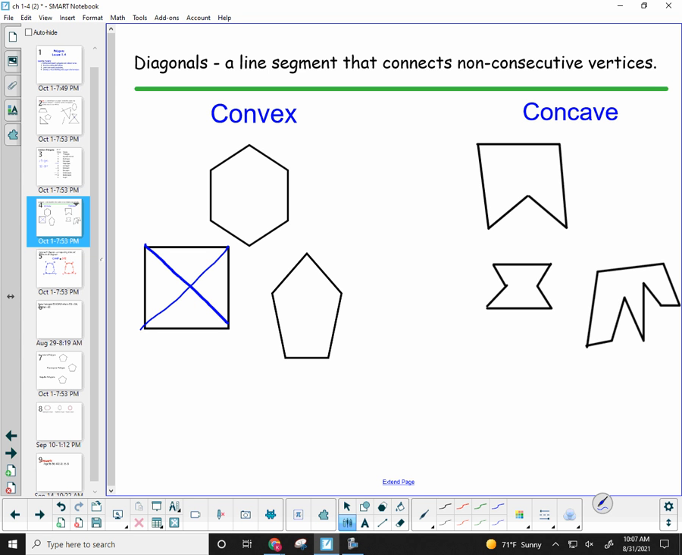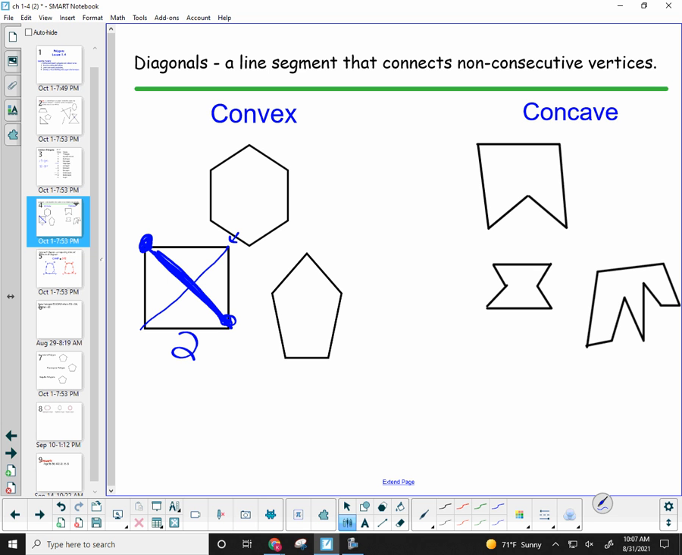Okay, consecutive means in a row. So if I'm starting from this vertex here, this vertex is next to it, and if I were to draw a segment there, that's just a side. So I'm connecting non-consecutive vertices. So this vertex here is non-consecutive, meaning not next to. Does that make sense? Okay, so we're used to doing it with quadrilaterals, really. So there are two diagonals in all quadrilaterals.